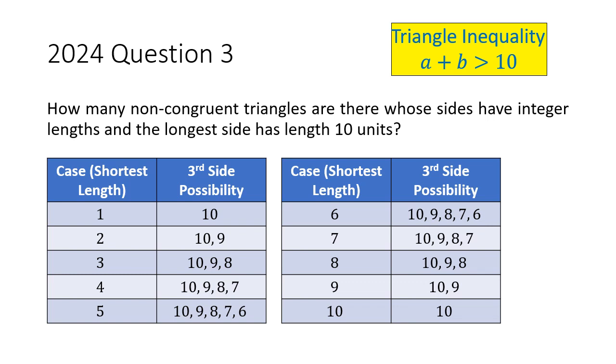But notice that when we go from length 6 to length 10, the number of possible sides doesn't increase anymore. Let's take the case where the shortest length is 7. The other side can be 10, 9, 8, or 7, but it can't be 6 because 6 would be shorter than 7. Looking at the various cases and adding them all up, you'll see that there are a total of 30 possible non-congruent triangles.